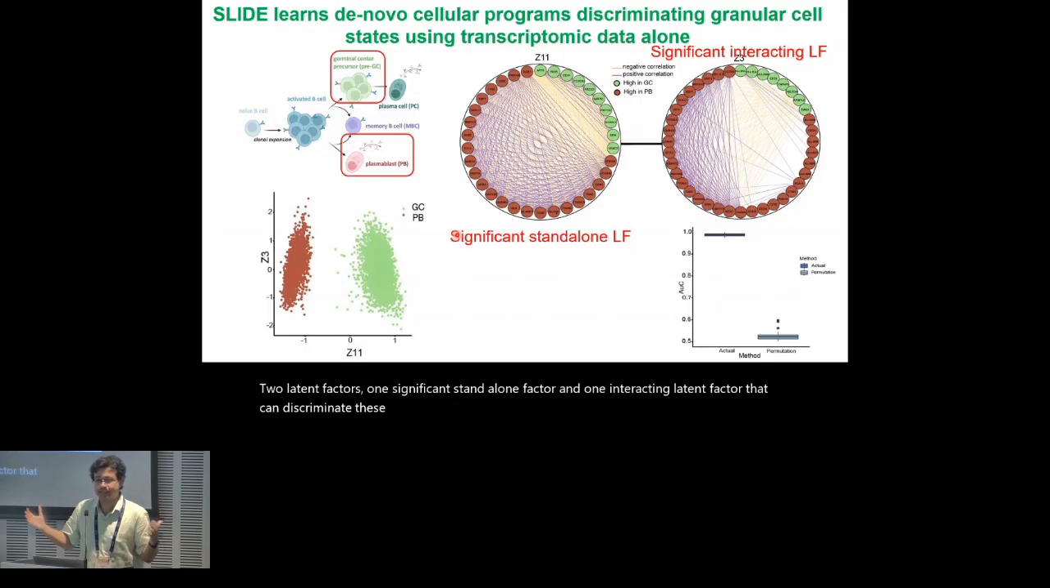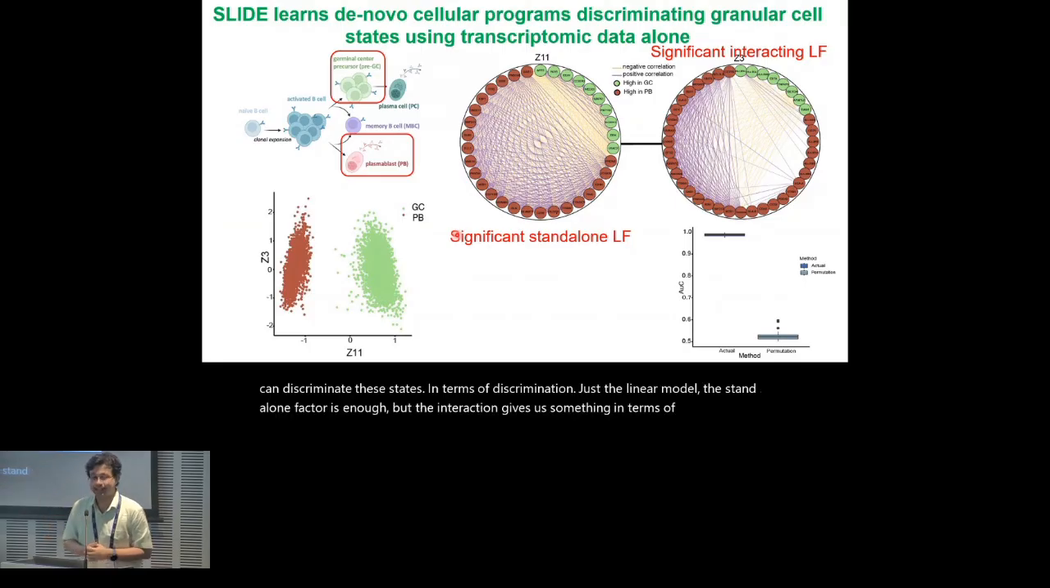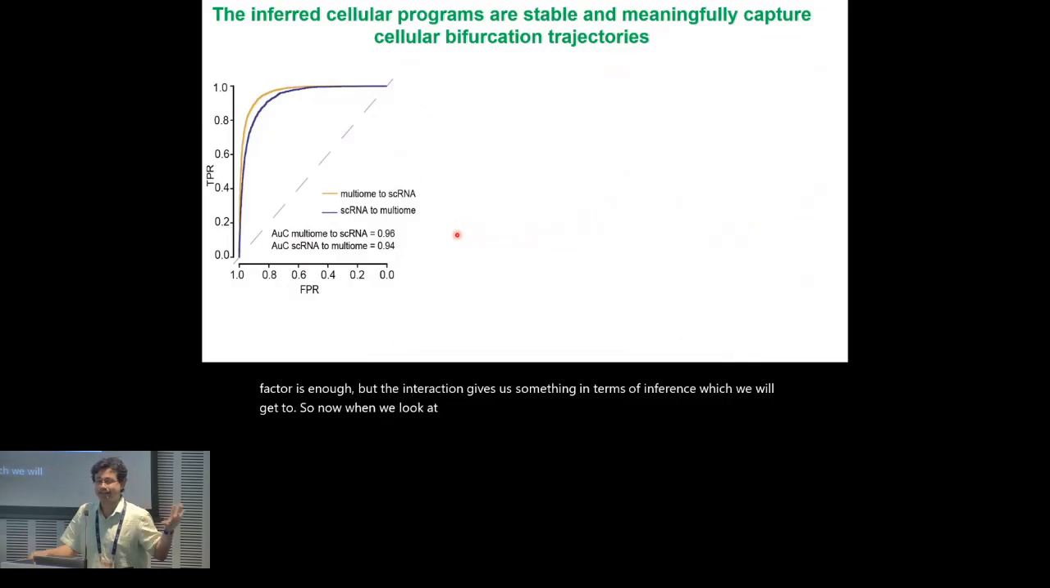In terms of discrimination, just the linear model, the standalone factor, is enough. But the interaction gives us something in terms of inference, which we will get to. So now when we look at these two latent factors, and the talk is entirely hinged on coupling these two latent factors to the state-specific GRNs that we inferred.